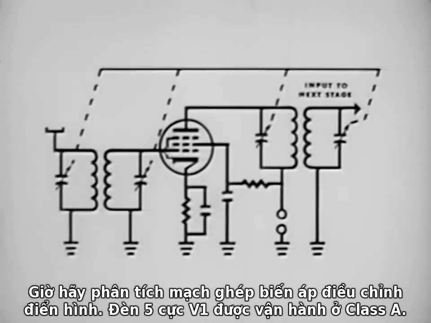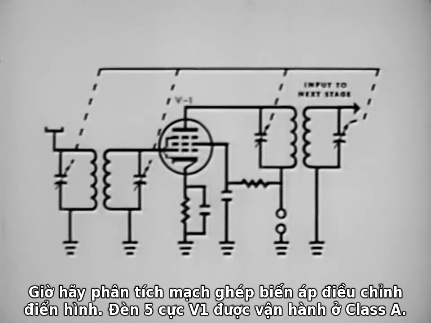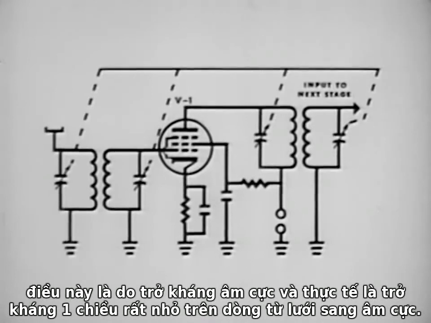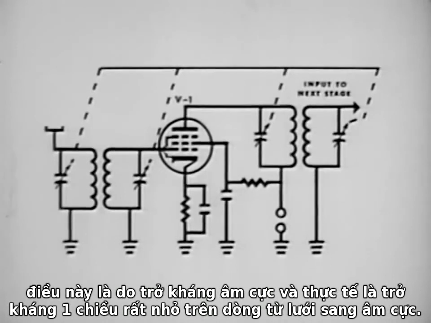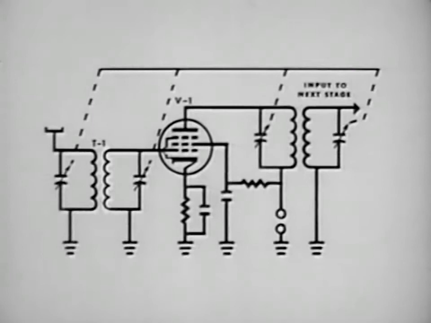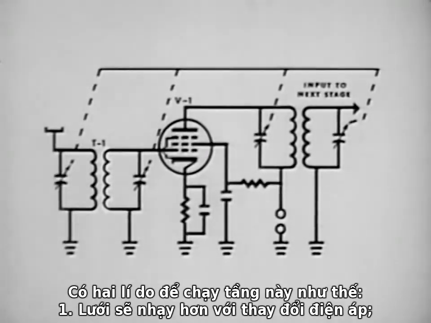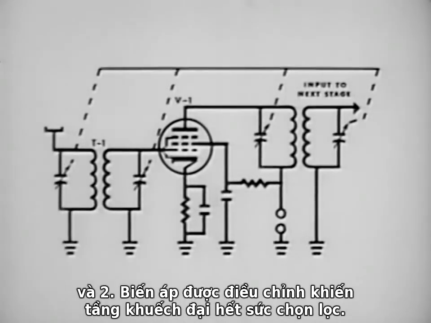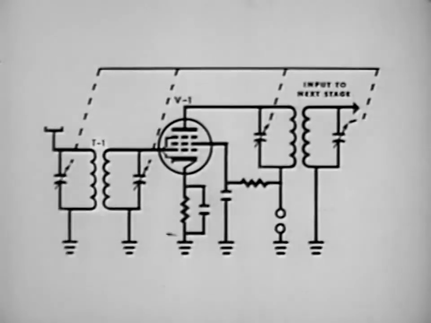Now let's analyze a typical tuned transformer coupled circuit. Pentode tube V1 is operated as a Class A amplifier. This is determined by the cathode resistance and the fact that there is a very low DC resistance in the grid-to-cathode path. That is the secondary of T1. There are two reasons for operating the stage in this manner. One is that the grid will be more sensitive to any voltage change, and two, the tuned transformer makes the stage very selective.